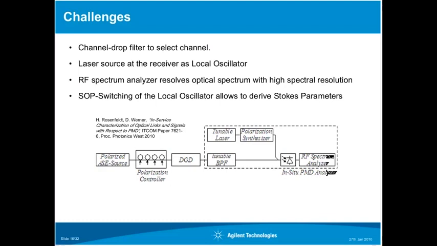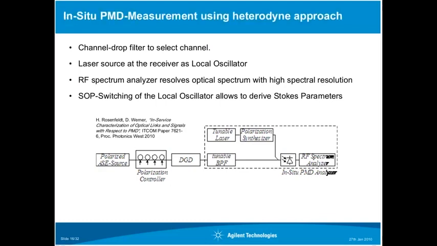Heterodyne measurement is done using a local oscillator at the receiver side. What we are doing is selecting one WDM channel, and using one of our tunable lasers in combination with a polarization synthesizer and superimposing them on the photodiode. By doing this, you get essentially the same information.